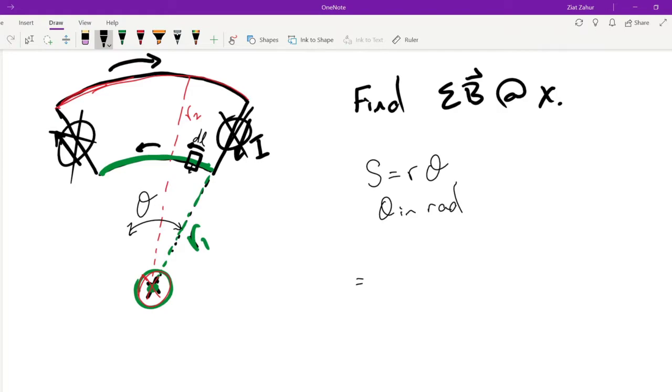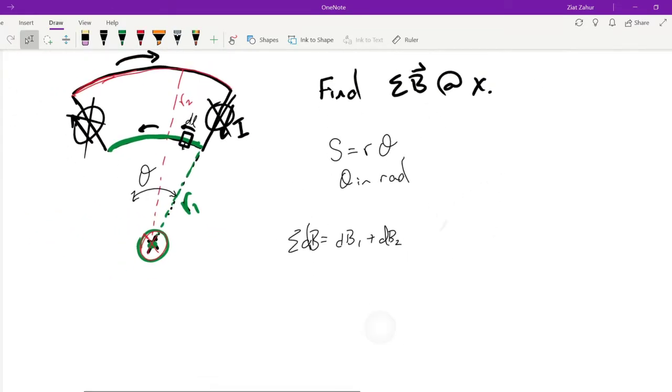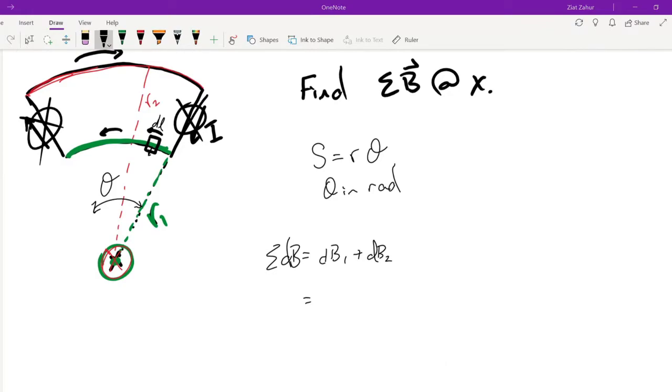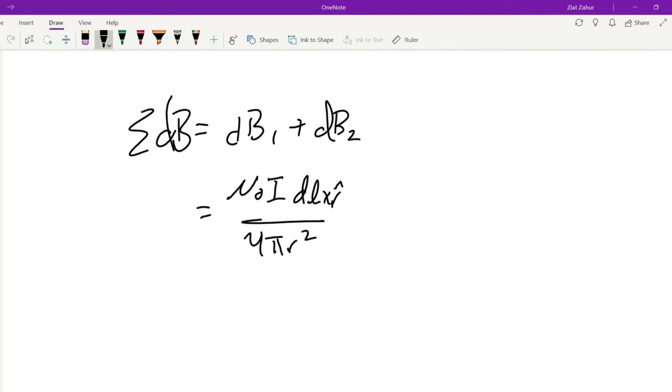We can say that it is the total. So my dB is equal to the sum of dB, must be equal to dB1 plus dB2. We're saying plus because that's a general term, of course. And we'll use the Biot-Savart law here: mu naught times I times dl cross r hat over 4 pi r squared. This is the first one, r1. Minus, because the second one is in the opposite direction: mu naught I, same current, goes through both segments because it's the same wire, dl cross r2 hat over 4 pi r2 squared. And we have to integrate them.